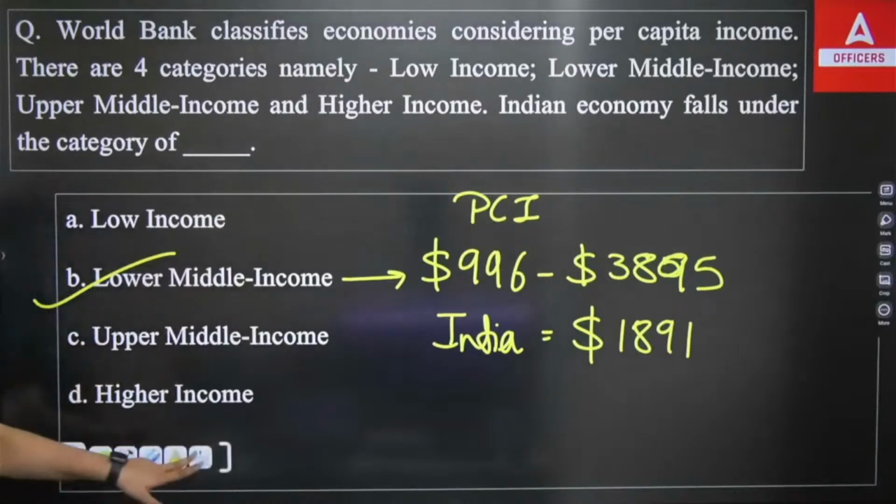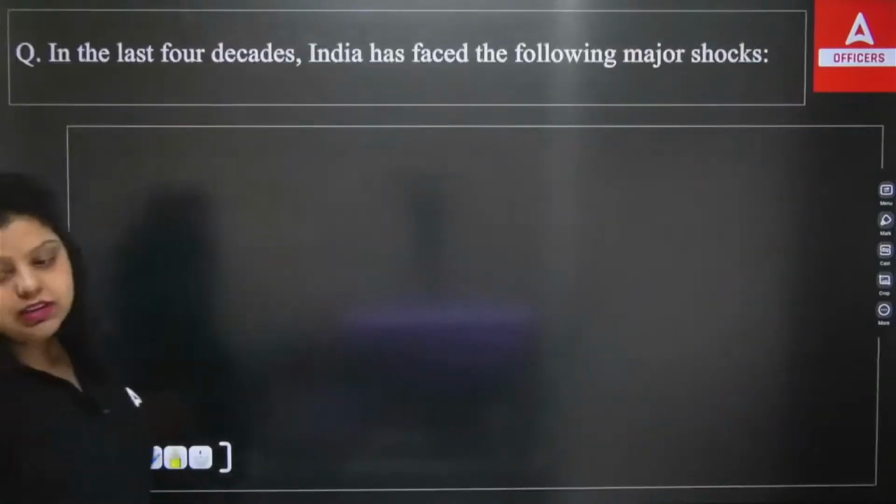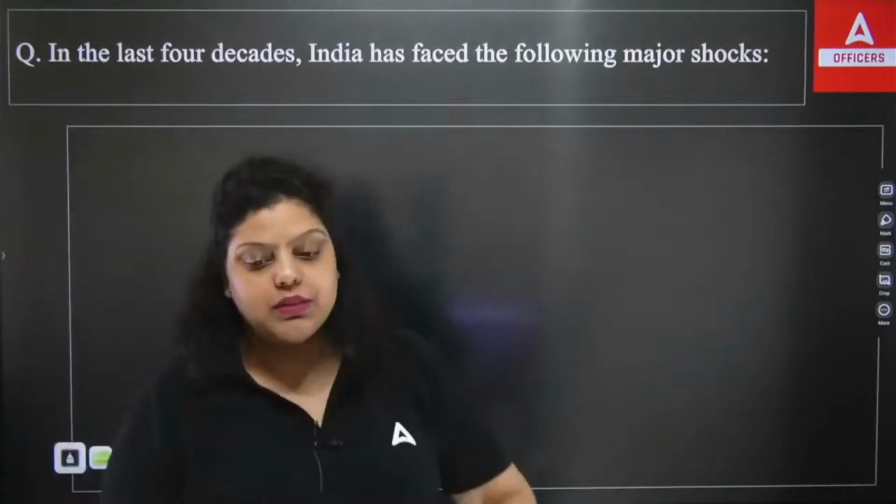Okay. So the right answer will be your B option. I hope it's clear. I have told you everything about the World Bank as well as the categories, the range, etc. Now let's start with the next question.